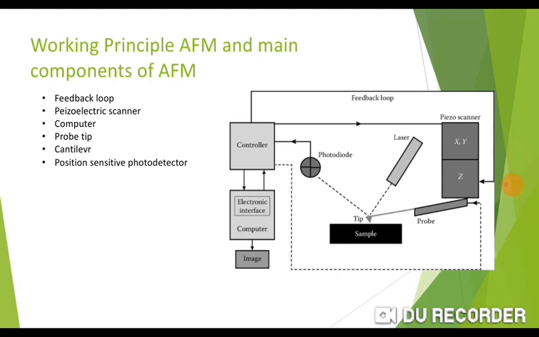Okay, so generally there are a few components of AFM. The first is the feedback loop. It is actually used to control the z direction of the specimen position. Meaning what? The probe is continuously moving in the z direction as shown in the figure. So this feedback loop is used to control this z direction.